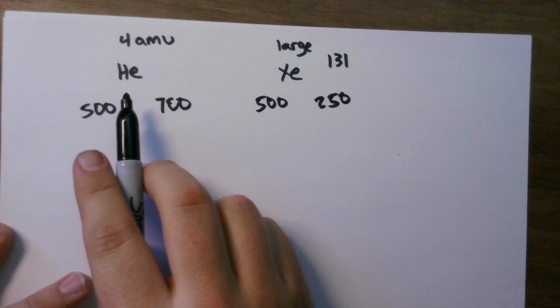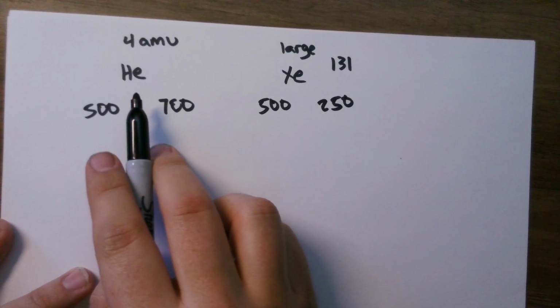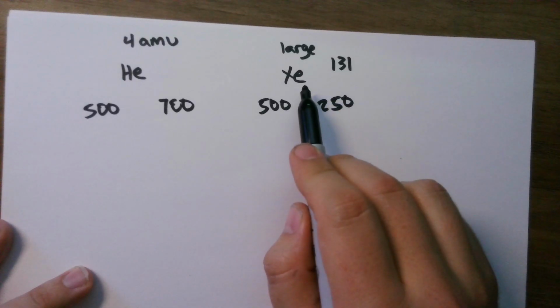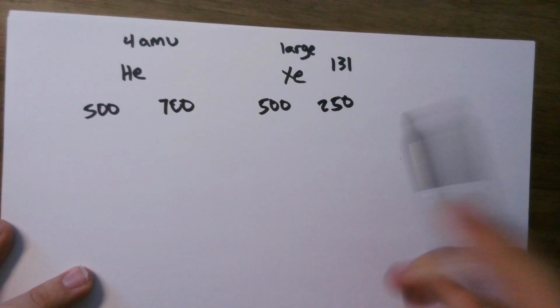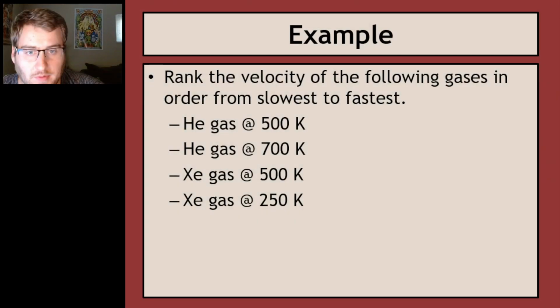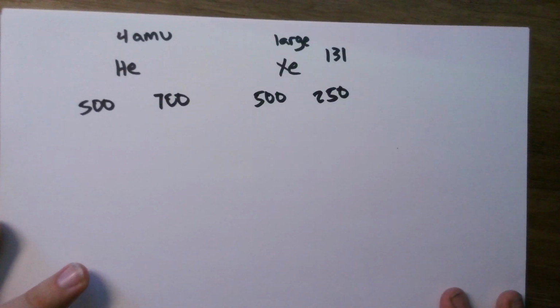So we have a small gas at 500 Kelvin. We have a small gas at 700 Kelvin. We have a large molecule, xenon, at 500. We have xenon at 250. And it said we want to rank them from slowest to fastest.